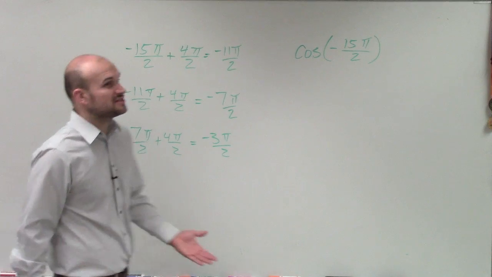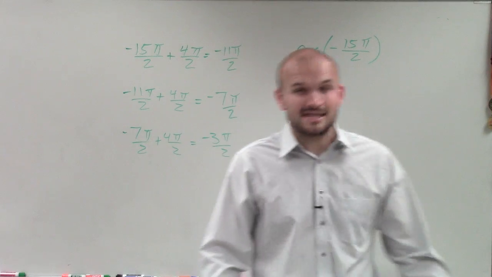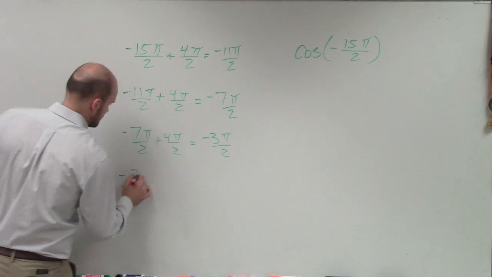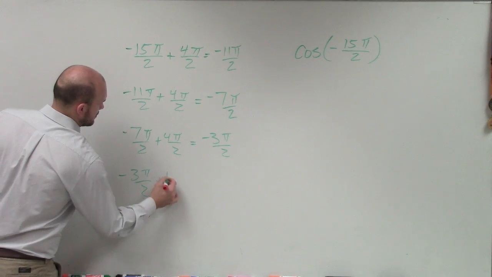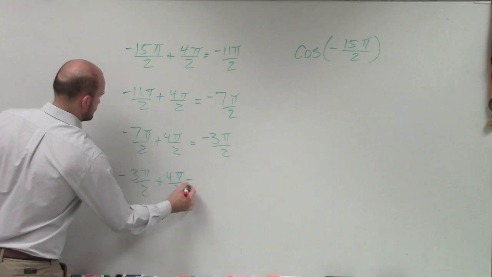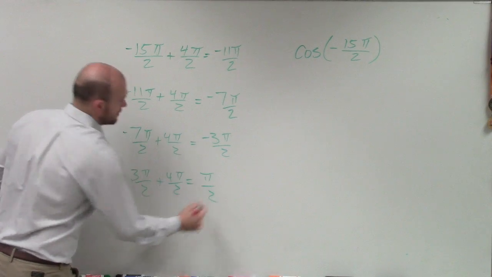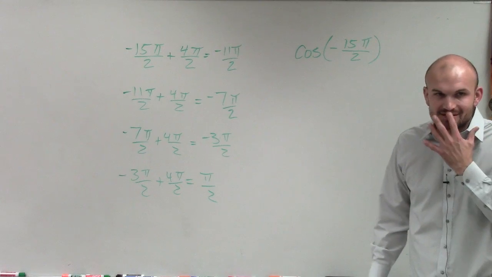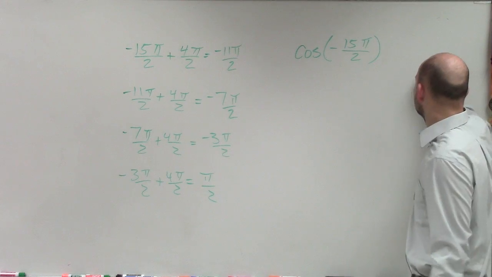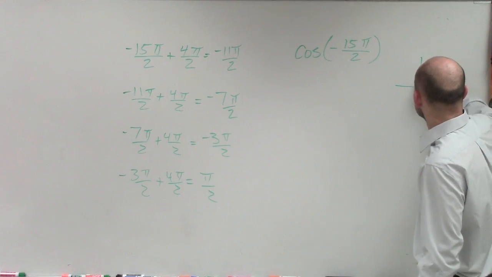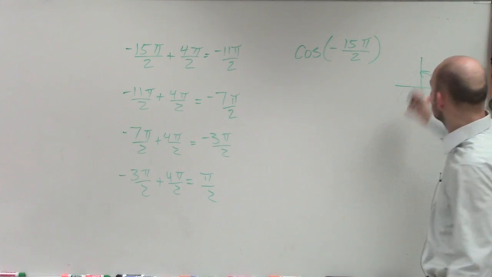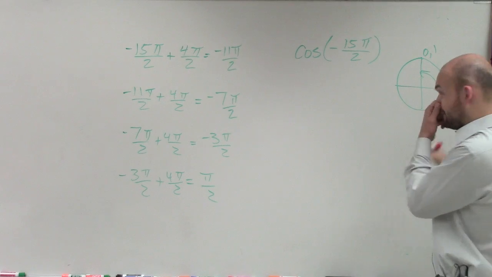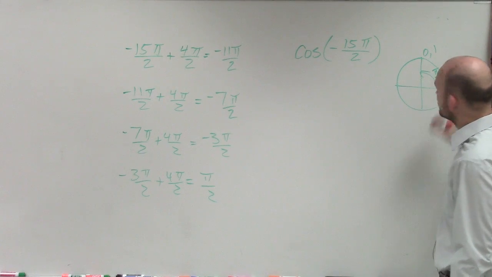Now let's say you still just don't like negative numbers, and you're like, you know what, I just want a positive angle. So let's add 4 pi over 2 again. So therefore, my final answer now, you guys can see, is pi halves. Well, that's a pretty easy angle on our unit circle to remember. That's just half a pi, right? So this point is 0, 1 on the unit circle, if this is my angle pi halves.